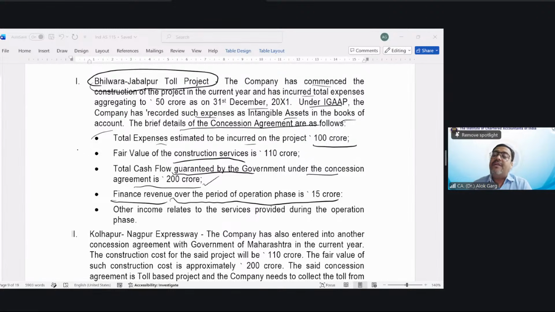Sir, the entire 110 crore will be construction revenue? Sir, you have a cost also, no? Yes, it is a revenue. I'm not saying profit. It is a revenue. Simultaneously, you have to recognize a cost also because you have spent the money. So what is that cost? Cost of construction. Construction cost account debit to bank account.